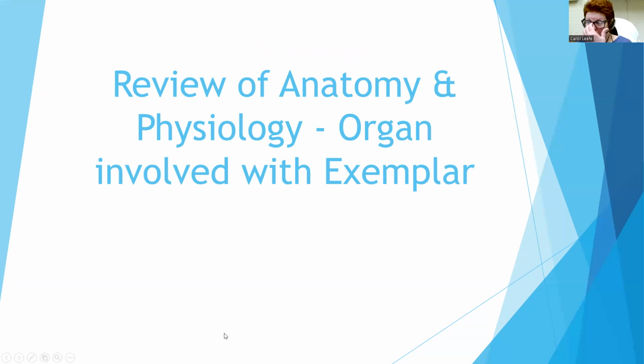So this is a review of the anatomy and physiology of the organs involved with each exemplar. Please refer to your anatomy and physiology books as we go through this. For the functions, I list the functions, I don't elaborate. So if you have any questions about them, please refer to your A&P.